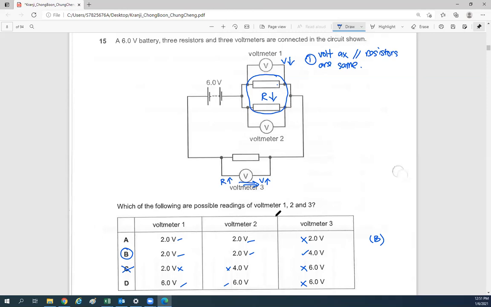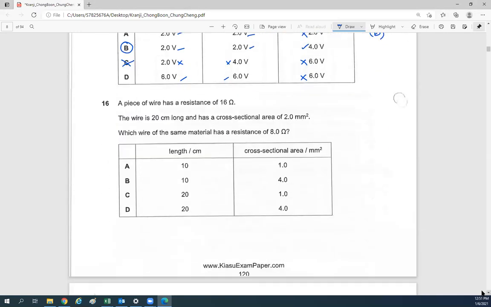Okay, I'm going to pause here. Any questions? Okay, no one is saying anything. I'm going to assume that all is good. Okay, next, let's go on to the next question.